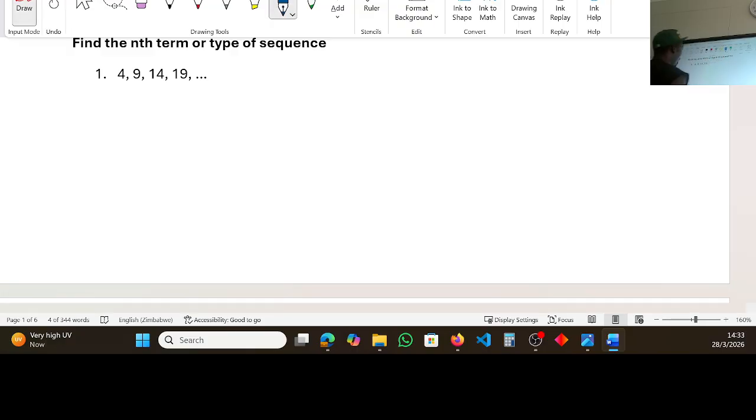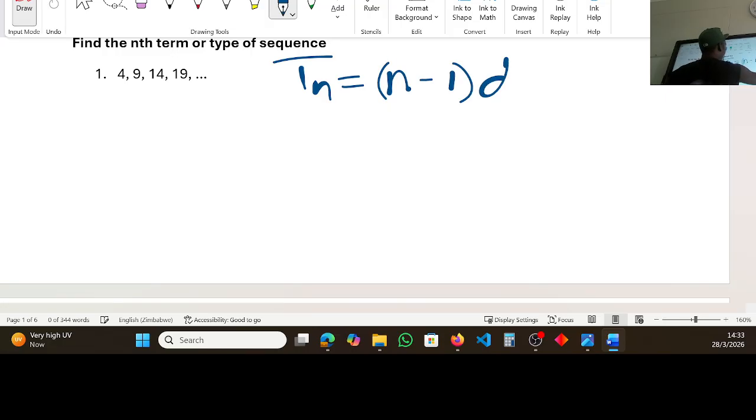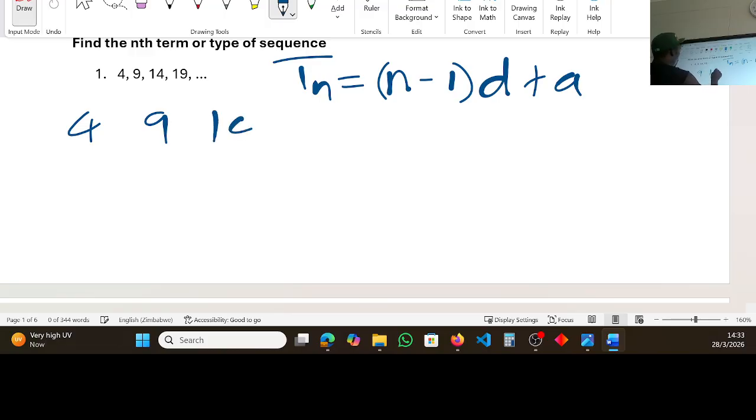If it is arithmetic, then the nth term is defined as Tn equals n minus 1 multiplied by the common difference, plus a, the first term. Let's have a look at this. We're going to investigate 4, 9, 14, and 19. If I look here, the difference is 5, 5, 5.